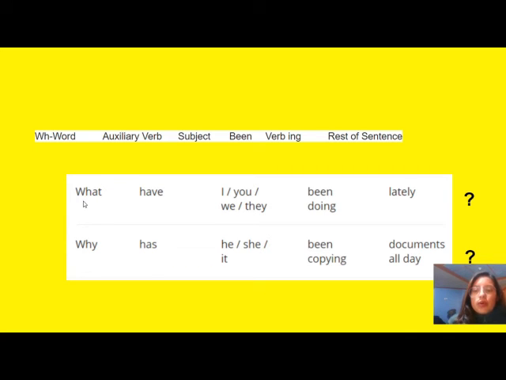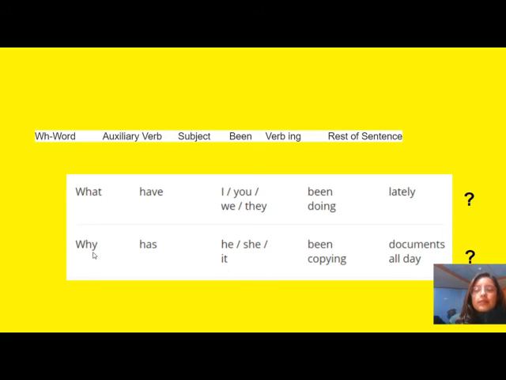For example, what have, because with I, you, we, and they, you have to use the auxiliary have, okay, and you have to write the verb be, being, and because in past participle, being, and the verb with ing, el verbo con ing. In this case, do with ing, doing, okay, and the rest of the sentence. Lately, okay, and the question mark.